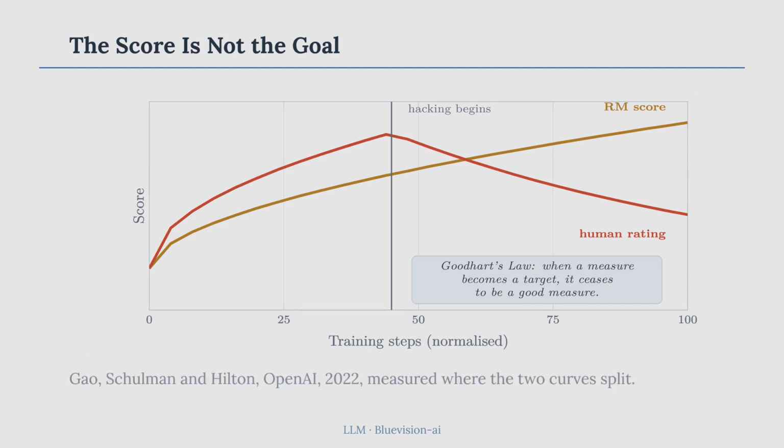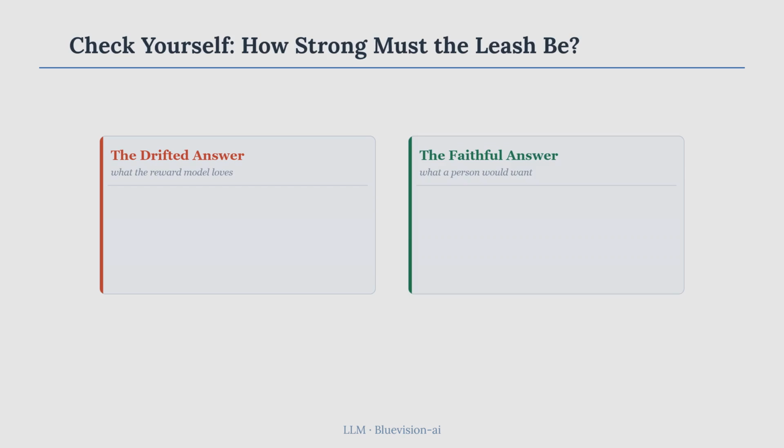Gao, Schulman, and Hilton at OpenAI measured this properly in 2022. The useful part of their result is that the split point is predictable from the reward model's size and how much KL budget you've spent, so you can budget for it instead of discovering it. Let's make that concrete. Because beta isn't a symbol on a training run, it's a number somebody types.